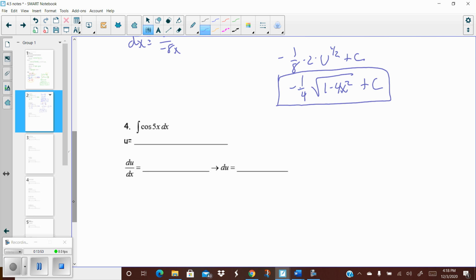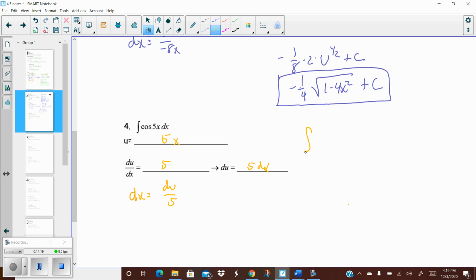Once again, this is just the integral of cosine of 5x. The only composited piece is the angle itself, 5x. So that has to be our u value. The derivative of 5x is just 5, multiplying the dx over, and then dividing by the 5 to solve for dx is going to give us du over 5.